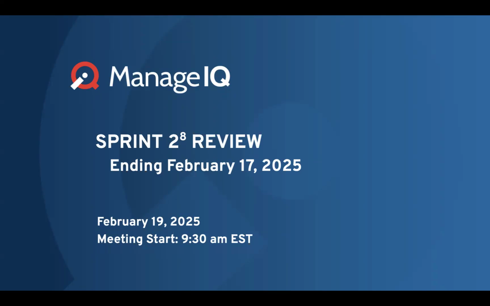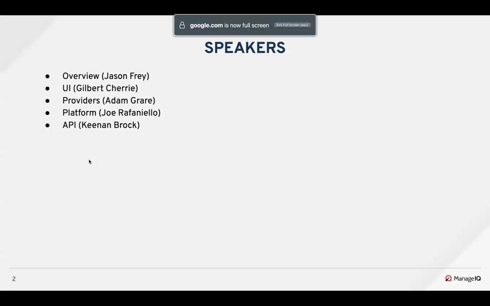It was a normal 2 week sprint with a holiday weekend in the middle. Let's get started. I'll start with the overview, Gilbert on the UI, Adam on providers, Joe on the platform, and Keenan on the API.